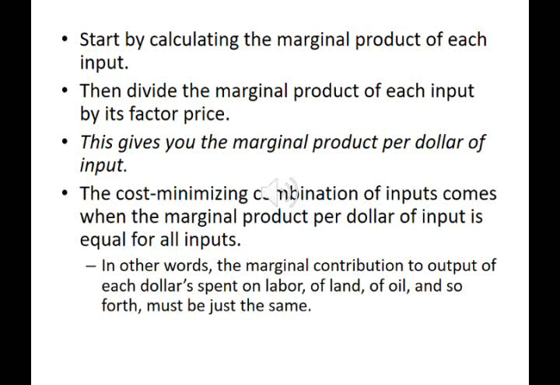So these are the steps. Start by calculating the marginal product of each input to the production process. So the first step we're going to do is to calculate the marginal product of each input. Then the firm will be dividing this marginal product of each input by its factor price, by this input's price. This will give the firm the marginal product per dollar of input. So the cost minimizing combination of inputs will come when the marginal product per dollar of input is equal for all inputs. In other words, the marginal contribution to output of each dollar spent on labor, land, oil, and so on must be just the same. Let's look at the next slide, and I'm sure this will be ringing some bells for you.